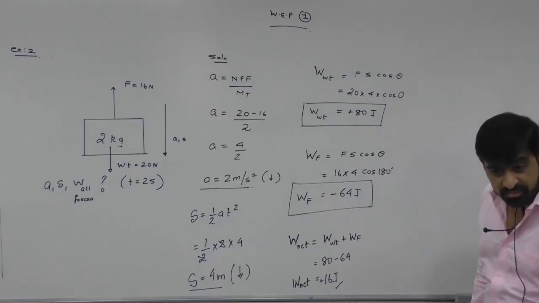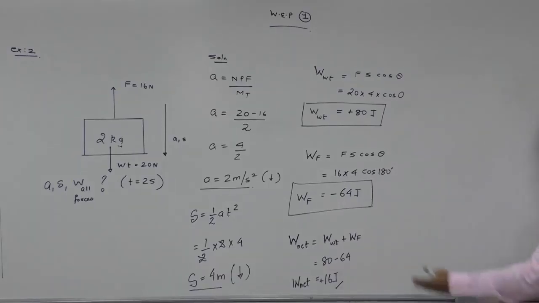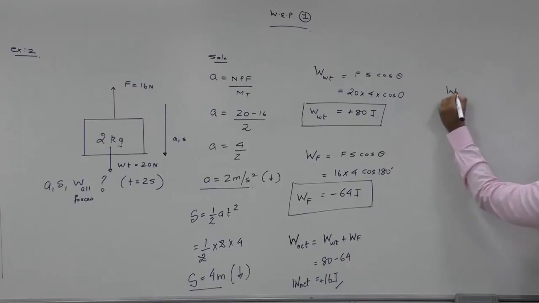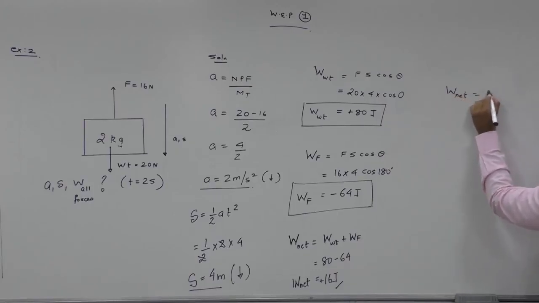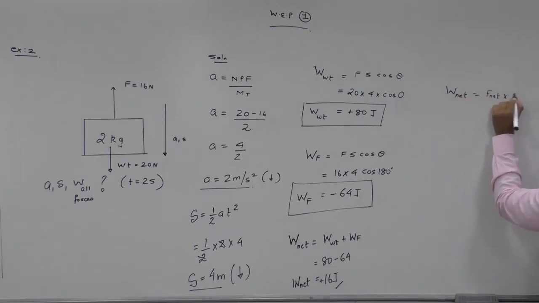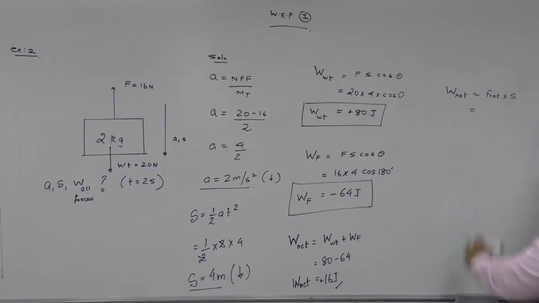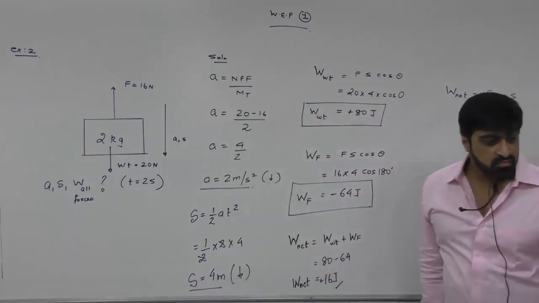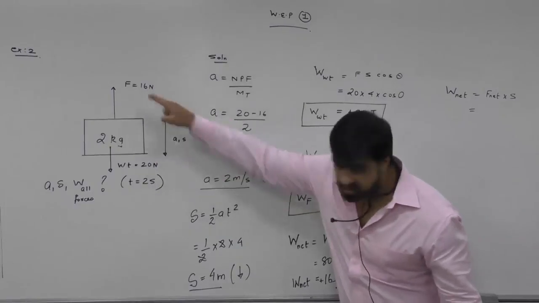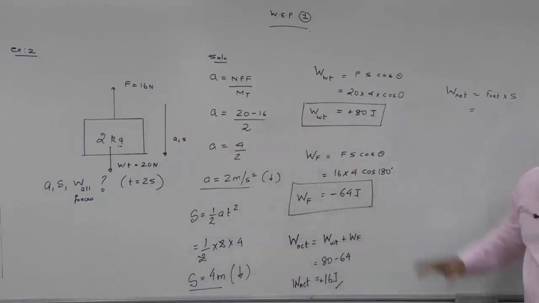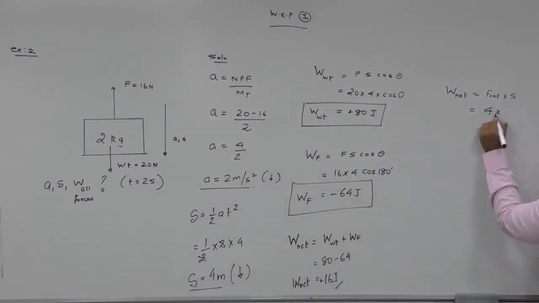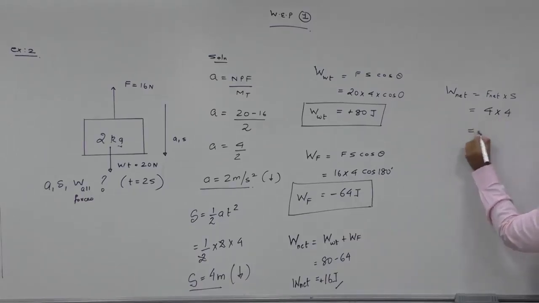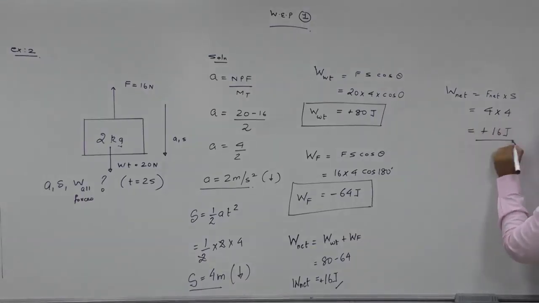Did you understand what's happening? This can also be done by another method. Can I say work done net will be net force into net displacement? How much is the net force? 20 minus 16, no? 4, net is down. And how much is the displacement down? 4. So how much is the answer? 16 joules, and you get the same answer. Did you understand this thing?